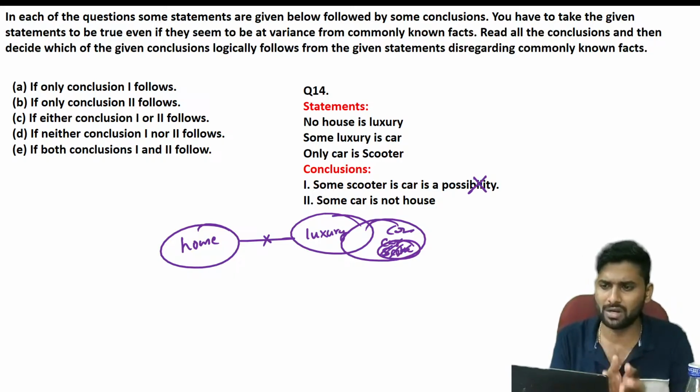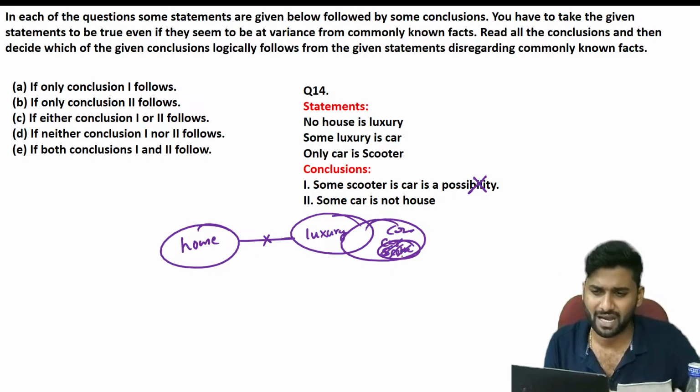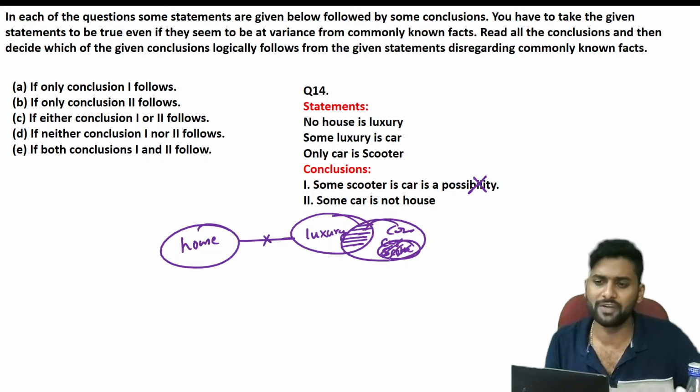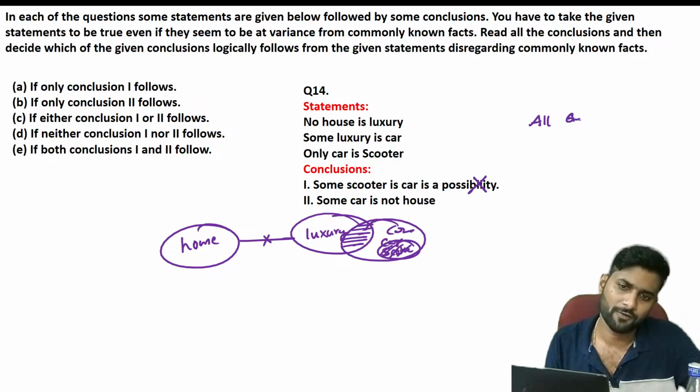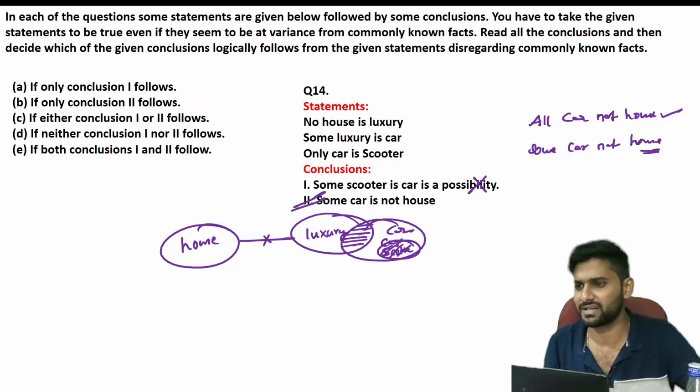Some car are not house. Is it possible all car is a house? Not at all possible, guys. See, all car cannot be a house. Why? Because if you take car, you will get the scooter. Scooter, you cannot assume with any other object. Otherwise, if you take a car, you will get luxury. Luxury cannot be placed with a house. That's why all car are not house. If all car are not house, it directly reflects that some car are not house. That's why the second is a valid condition.